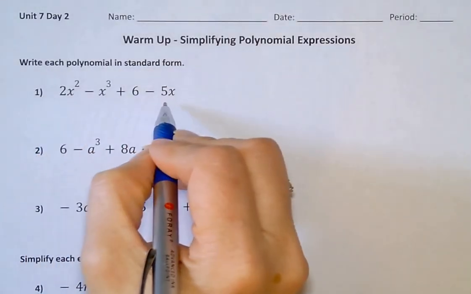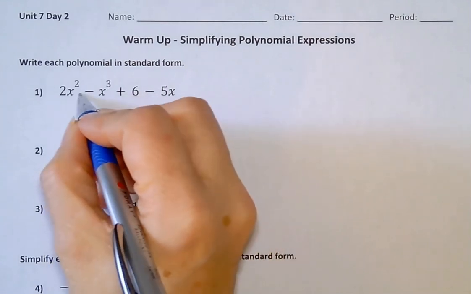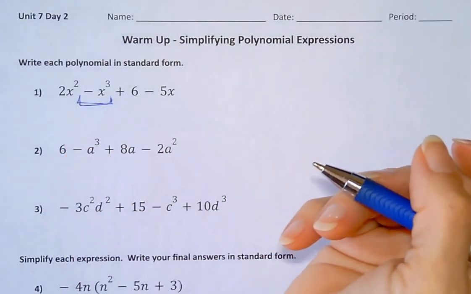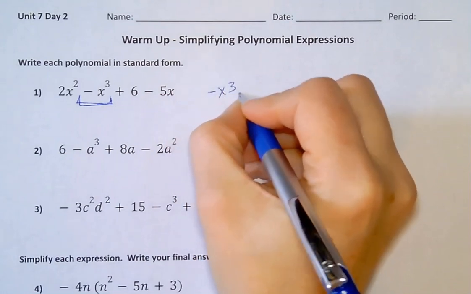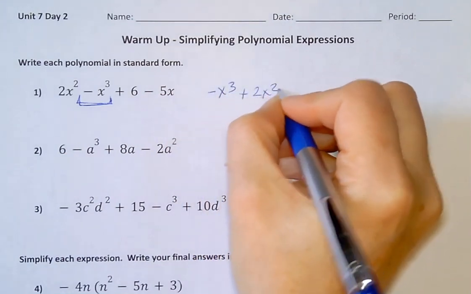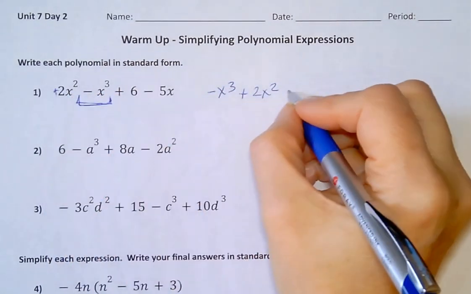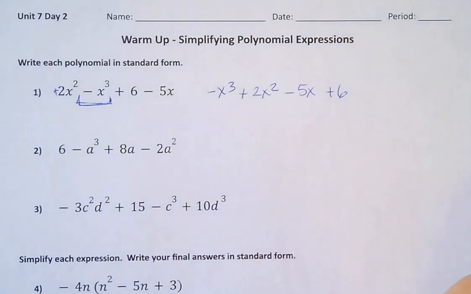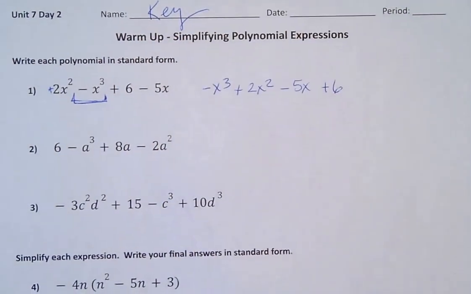This particular polynomial only has the variable x, and so I'm looking for the highest exponent, and it's right here. Please remember that is negative x cubed. Okay, don't lose your negatives. So we're going to rewrite this so that we have negative x cubed plus 2x squared, because this is positive, right? And then minus 5x and plus 6. Our answer is negative x cubed plus 2x squared minus 5x plus 6. Okay, I'll write key at the top.